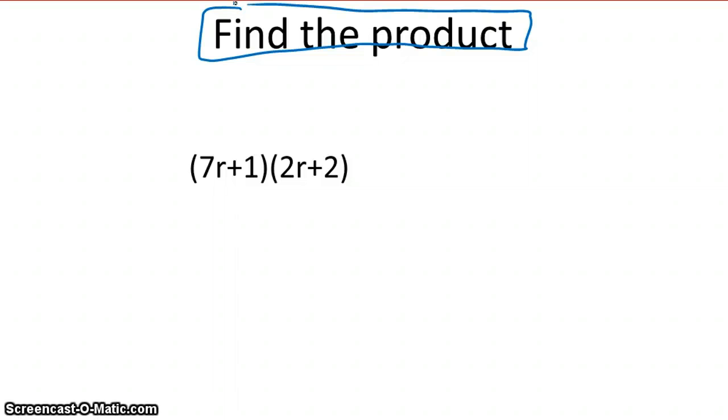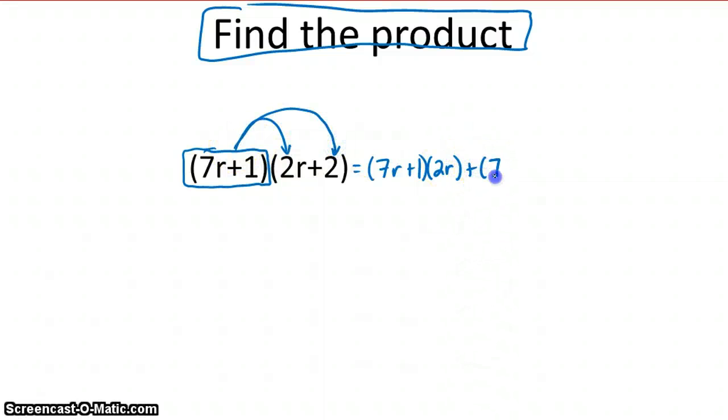If we use the philosophy that we were just looking at, we would take the thing that's in front and put it in a box like I did the others. Ultimately, what you do is you need to take the 7r plus 1 and distribute it through. So I'd have 7r plus 1 times the 2r, and I'd have plus 7r plus 1 times 2. Now, the problem with this is, as you can see, we still have a bunch of parentheses, so we're going to have to continue to distribute.